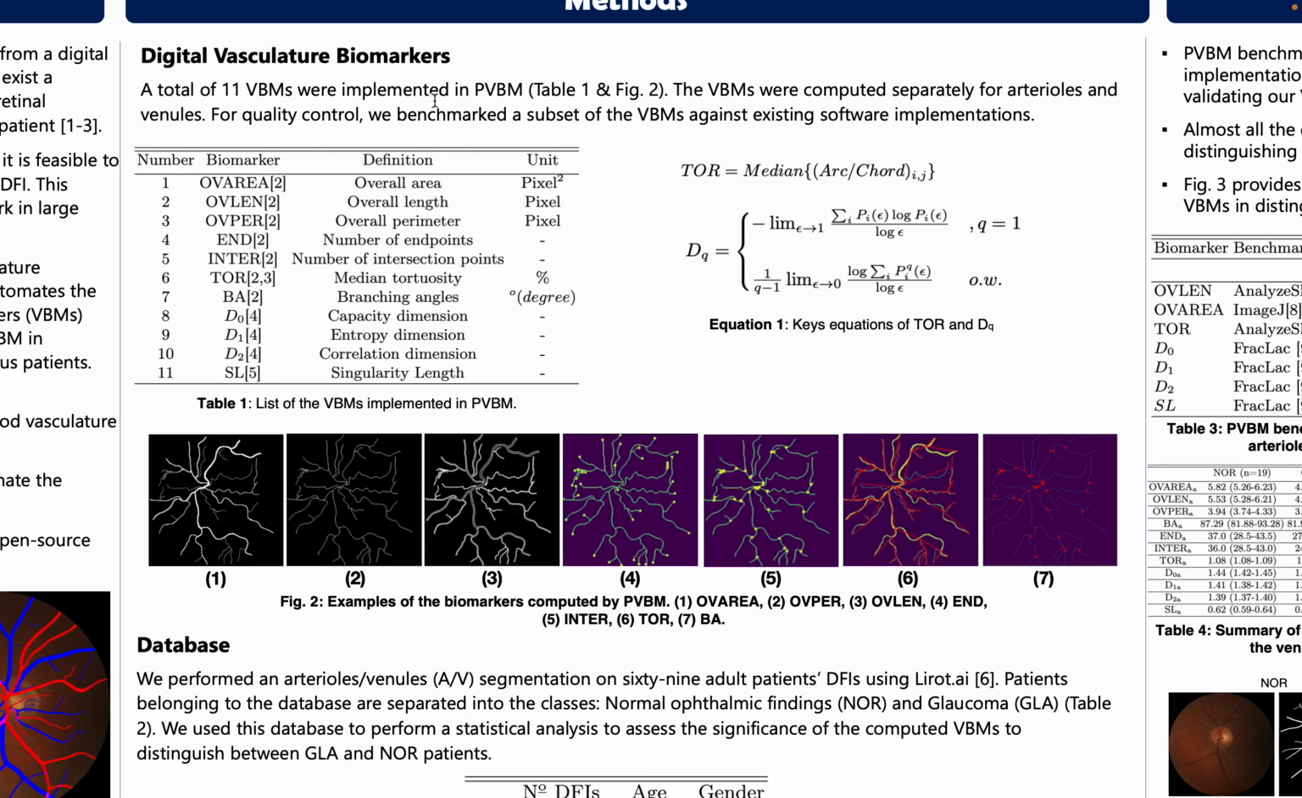This is the list of biomarkers we have computed in table 1, with sometimes some visual interpretation in figure 2. There is the area, which is the area of the blood vessels; the length of the blood vessels; the perimeter of the blood vessels; the number of endpoints; the number of intersection points; the median tortuosity; the branching angles; and some fractal dimensions: D0, D1, D2, and singularity length.